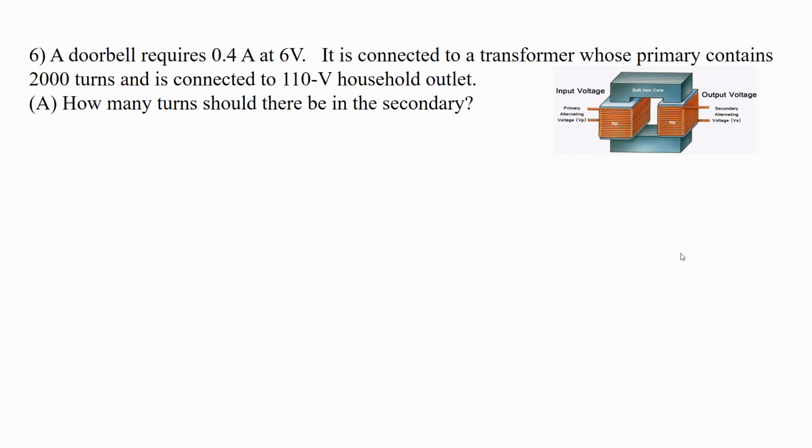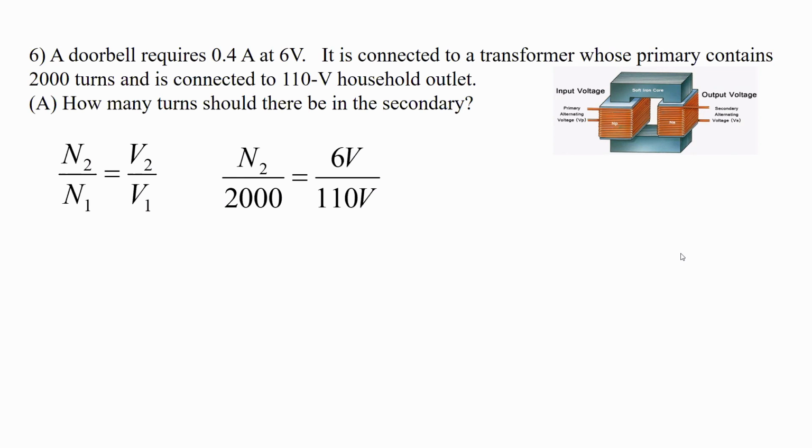The ratio of the turns, I'm calling 2 the secondary and 1 the primary. So the ratio of the secondary to the primary turns is equal to the ratio of the secondary to primary voltage. So we have everything we need there. The voltage is 6 over 110. We have 2,000 turns on the primary, so from this we can determine the secondary, and it turns out to be about 109 turns. All right, that's part of the problem.